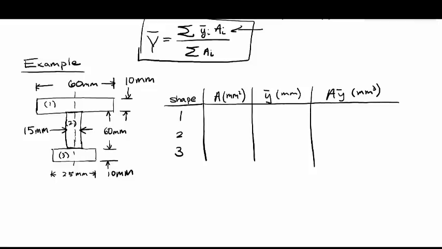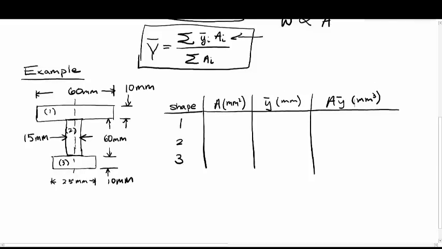It's 60 millimeters by 10 millimeters, so that's going to be 600 millimeters squared. For section 2, it's going to be 15 times 60, which is 900 millimeters squared. For this rectangle 3, it's going to be 25 times 10, that's 250 millimeters squared.